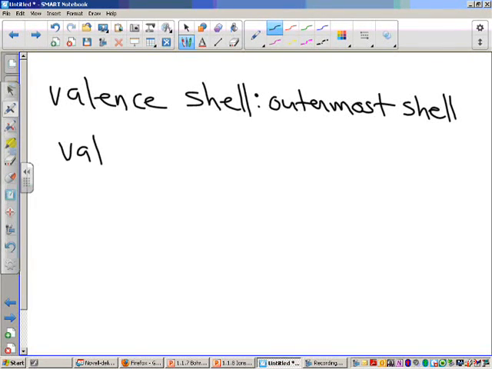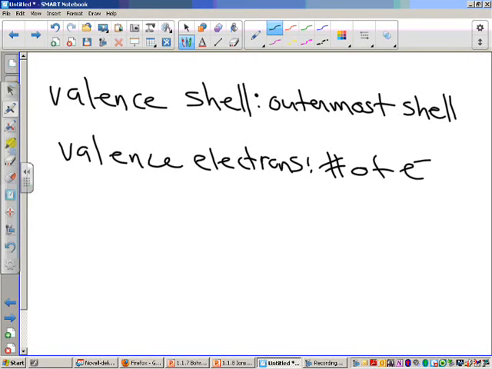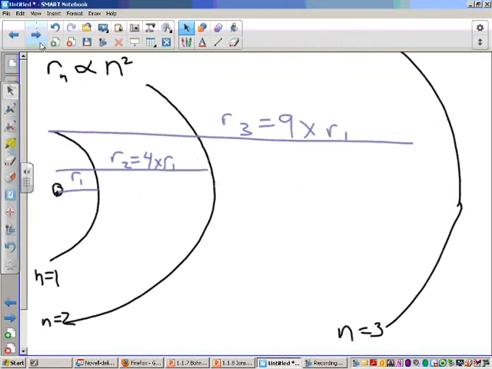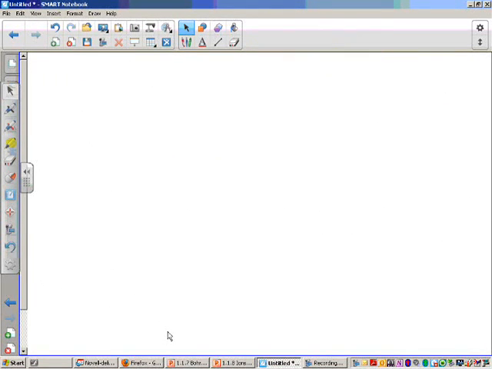Excellent. And I'm going to just put one more here as well. The valence electrons. So if I'm talking about the valence electrons, yep. Yeah, it's the number of electrons in the outer shell. Excellent. Number of electrons in the valence shell or outermost shell. All right? Let's now continue on and talk about the Lewis diagram.